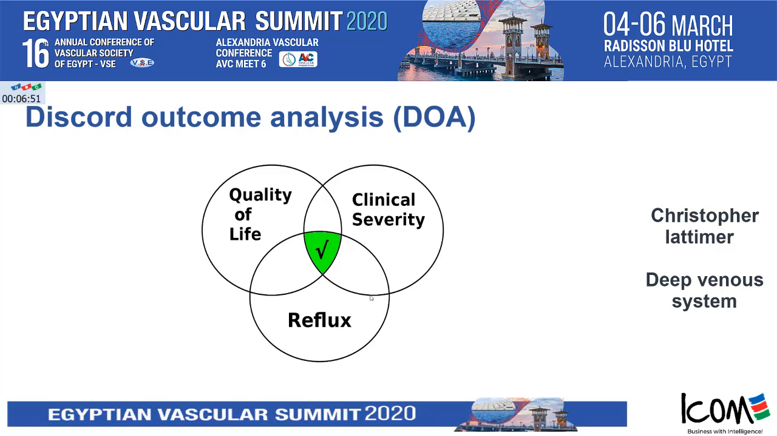And this brings us nicely to the Discord outcome analysis. What is the definition of success? Well, it should be this green tick over there. And that means an improvement in quality of life, an improvement in clinical severity, and an improvement in reflux. But we don't do this for our patients. We hide the truth.